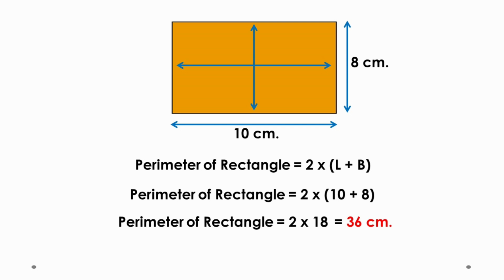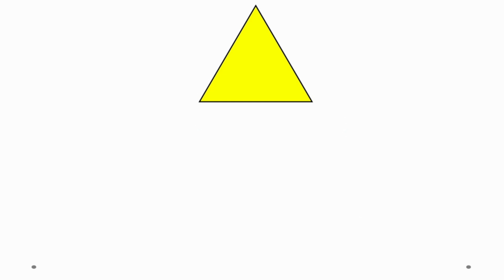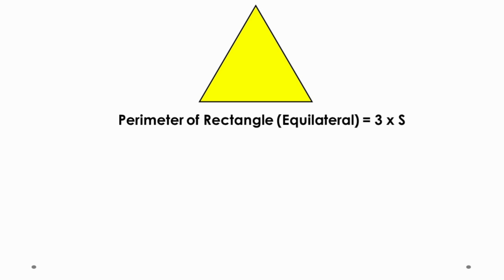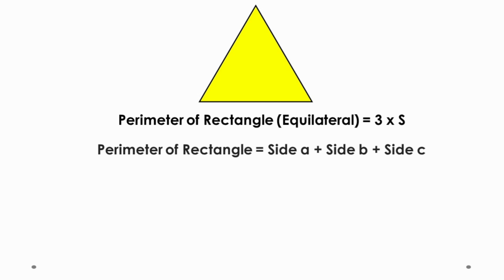Now let's move on to the formula of the perimeter of a triangle. If the triangle is equilateral, then the formula would be 3 multiplied by side. If the sides are different in length, then the formula would be side A plus side B plus side C. In fact, this formula will be applicable to all the shapes with different sides.